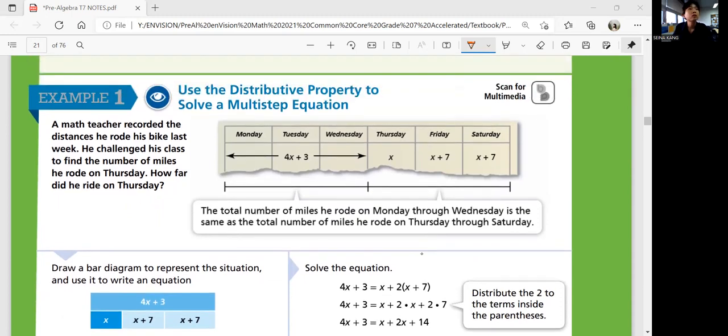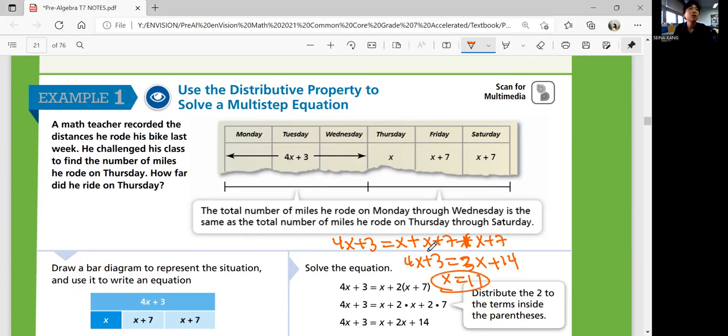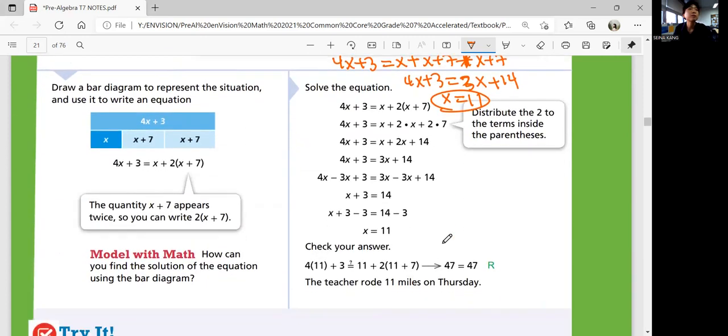So 4x plus 3 is equal to x plus 7 plus x plus 7, or you can write that as 2 times (x plus 7) and then distribute. That's 2x plus 14. And then you can subtract 2x on both sides, you get 2x, and subtract 3 on both sides, x is equal to 11. So 11 miles was the challenge.